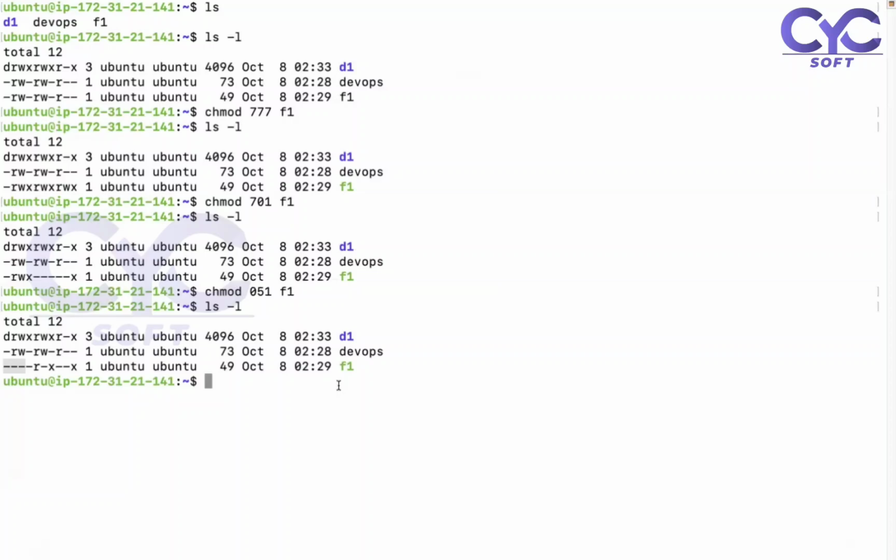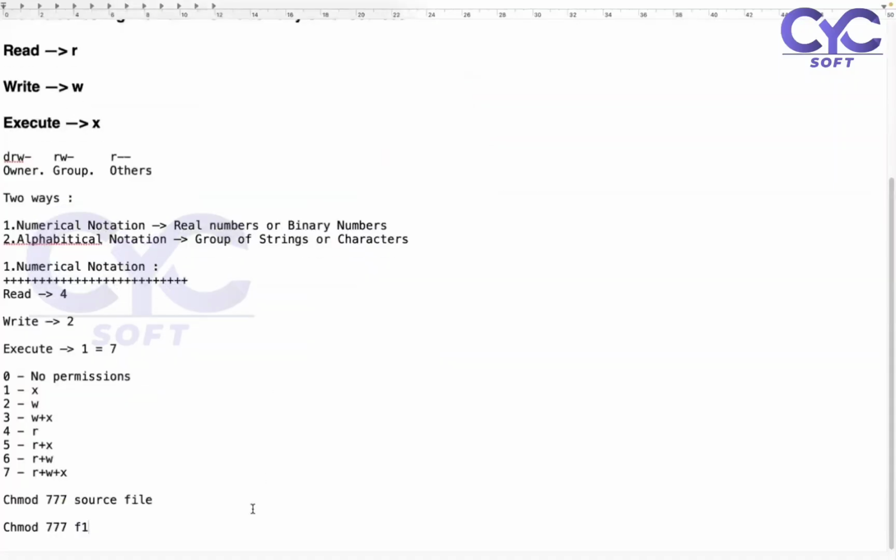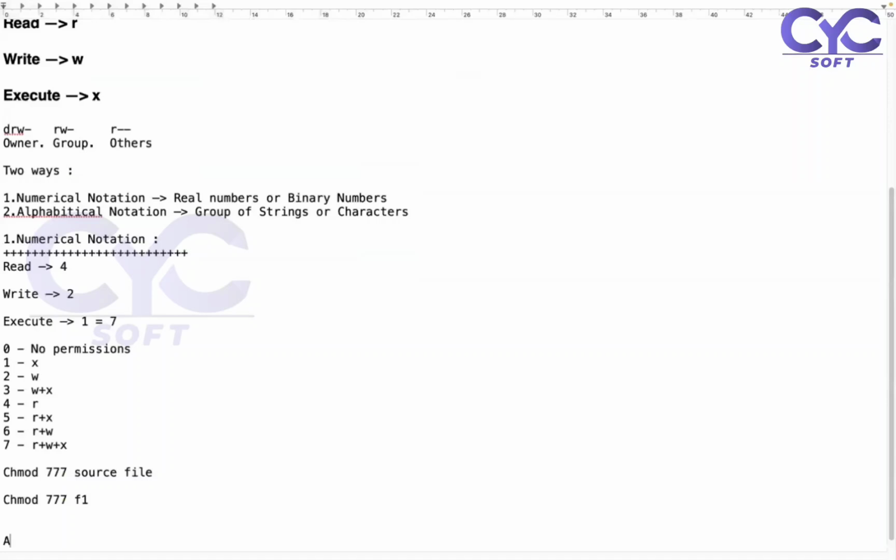Okay, so these are the numerical notations. Numerical notations work by setting the permissions absolutely, at the modification level according to the developer norms. Okay, so this is all about file permissions, guys. Next, the next topic is alphabetical notations.